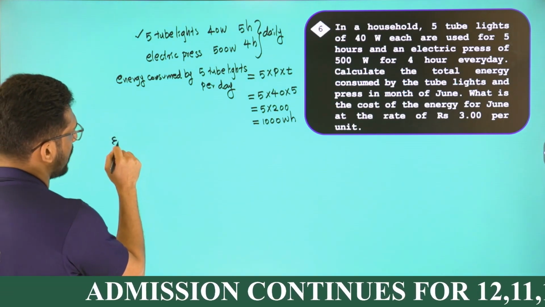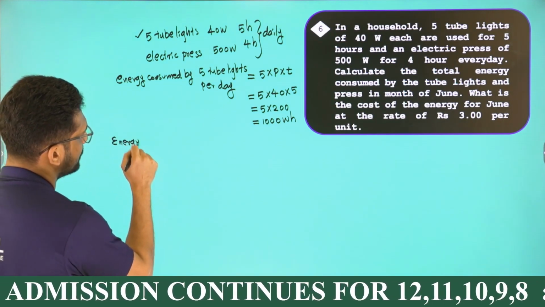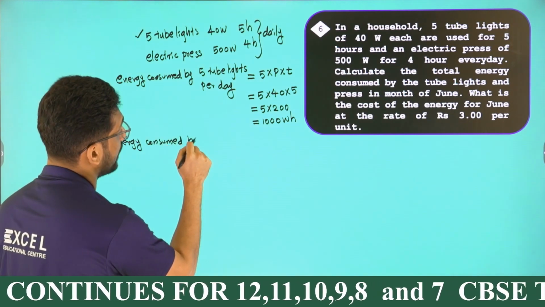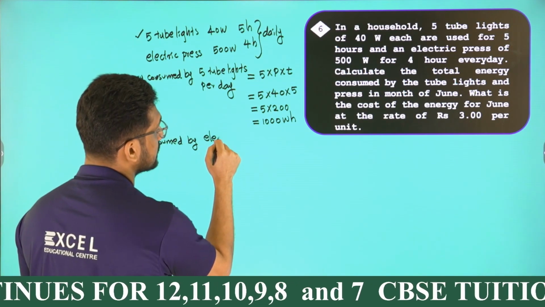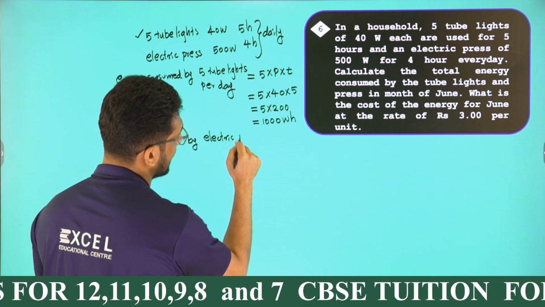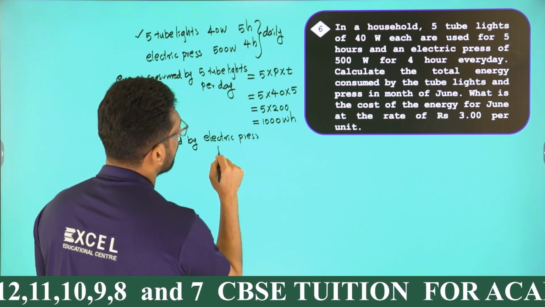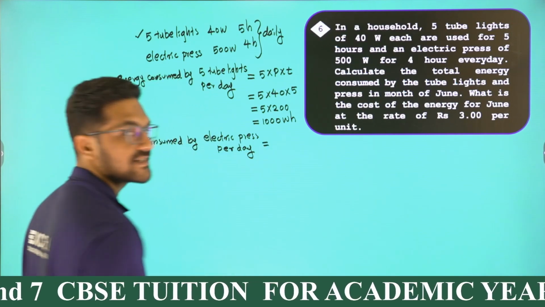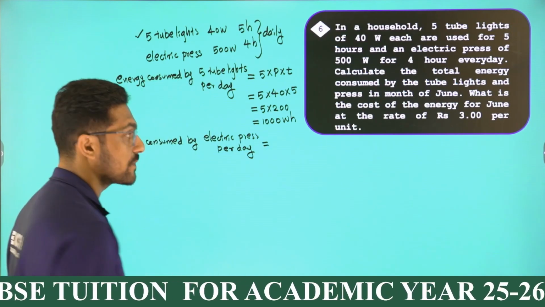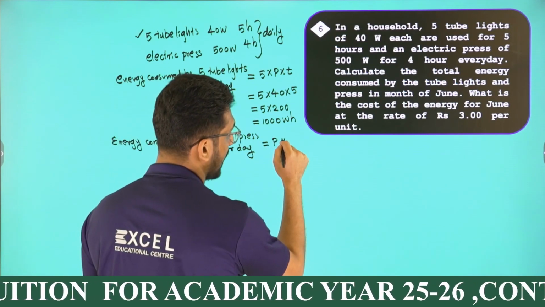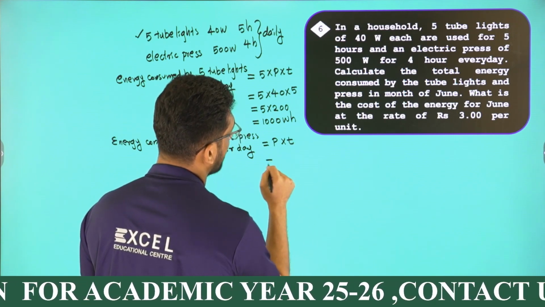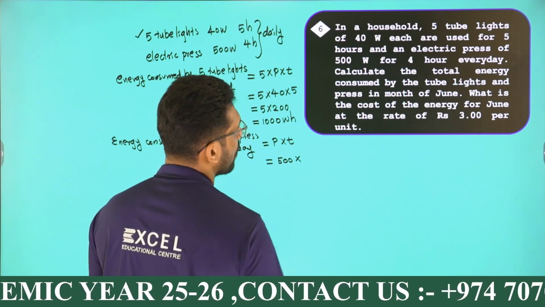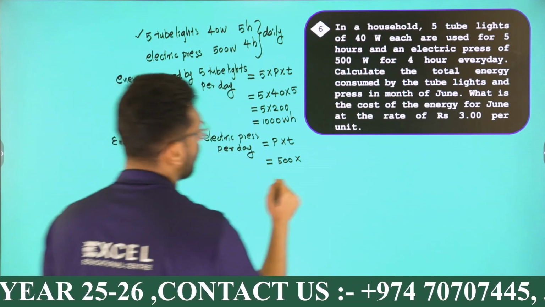Now I am going to find the energy consumed by one electric presser per day. There is only one electric presser. In one day, what is the energy consumed? You can find that by P into T. What is the power? Power is 500 watt into time. What is time? It is working for 4 hours daily.